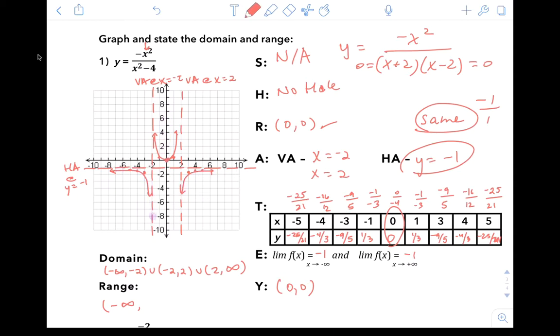Okay, negative infinity to the asymptote of negative 1, union, bracket, not parentheses, because you do in fact touch 0 to infinity. That is your range from low to high on the y. That's all the y's that are touched.